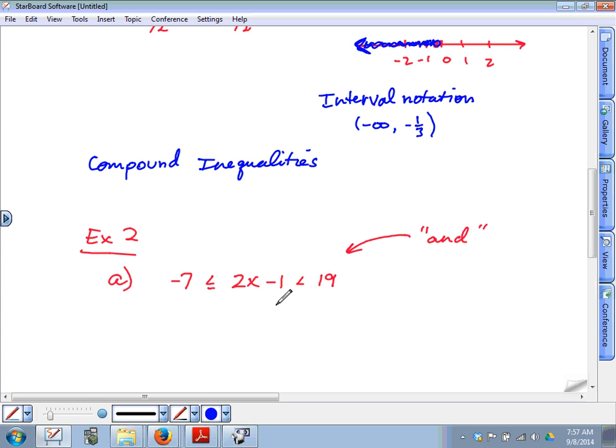Add 1 to everything. Add what? Okay, you're right. What is our end goal, though? To get x in them. To get x by itself in the middle. So the only thing we should have in the middle is an x. So we're going to add 1 everywhere.